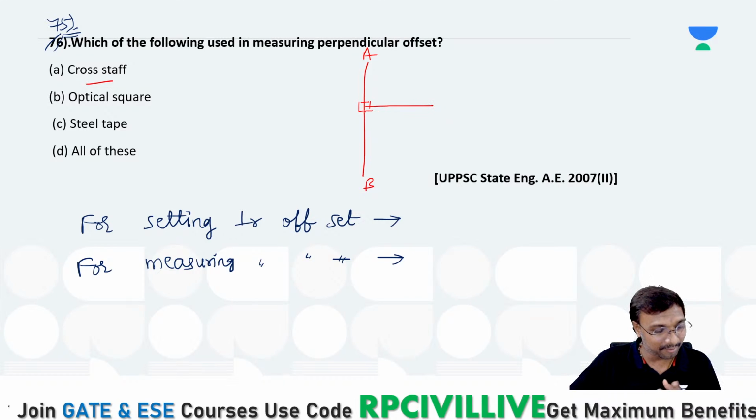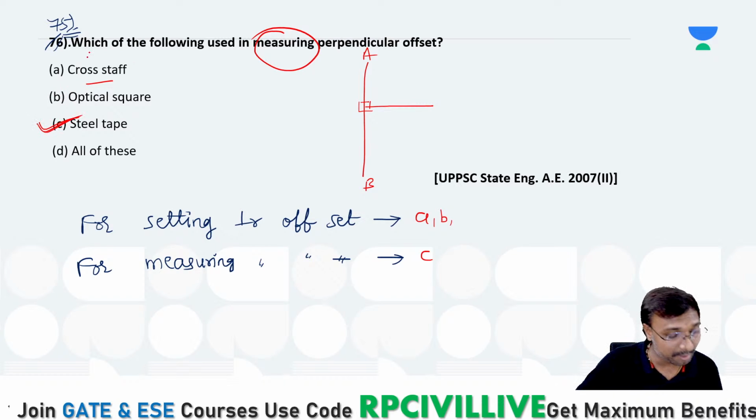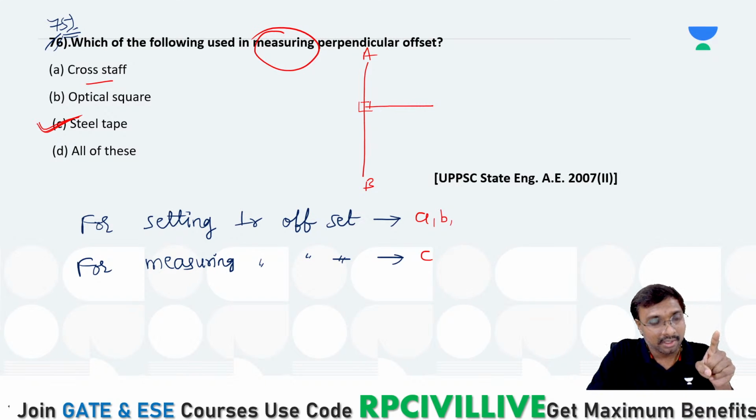But for setting out, we have to use which one? For setting out, we have to use A comma B, and for measuring, which one do we have to use? C we have to use, right? Now tell me which one? Measuring means which one? Measuring is a steel tape only, right? For measuring it is a steel tape only, you have to be careful. For setting out, cross staff and optical square.